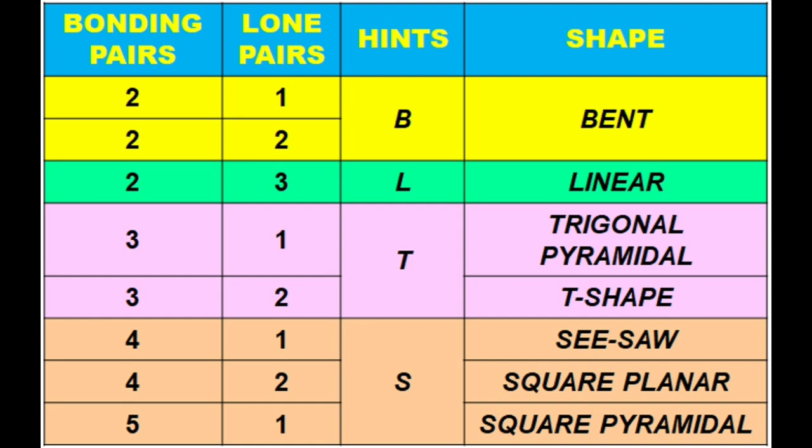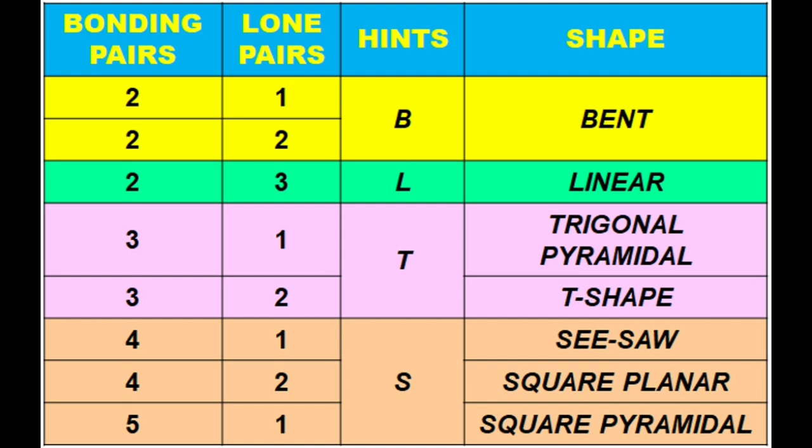In the case that we have three bonding pairs, we can have one lone pair or two lone pairs. For both of them, if we have three bonding pairs, the letter will be T, but it can be trigonal pyramidal or T-shape. If we have only one lone pair, it will be trigonal pyramidal. If we have two lone pairs, it will be T-shape. In order not to confuse the order, trigonal pyramidal is P, and the second one, T-shape, is S. P in the alphabet comes before S. So 3-1 will be trigonal pyramidal, 3-2 will be T-shape.